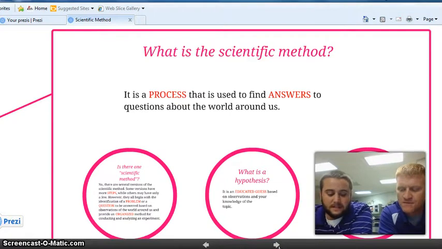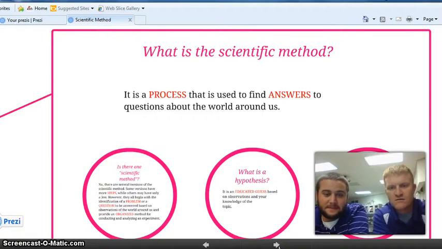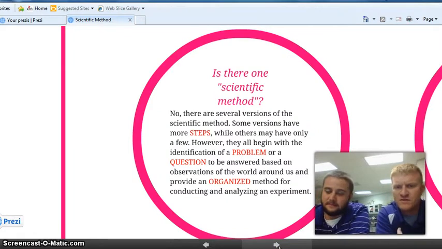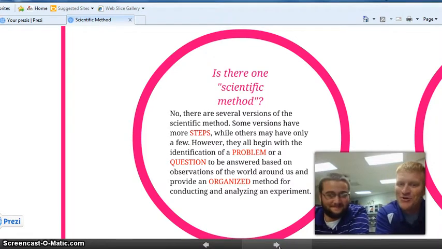All right, so the first question we have is, what is the scientific method? It is a process that is used to find answers to the questions that we happen to find in life. Is there only one scientific method? No, there are several versions of the scientific method. Some versions have more steps, while others may have only a few. However, they all begin with the identification of a problem or question to be answered based on observations of the world around us, and provide an organized method for conducting and analyzing an experiment.